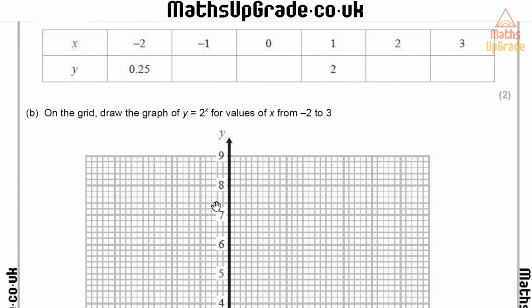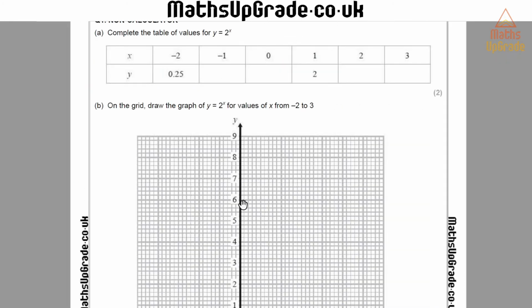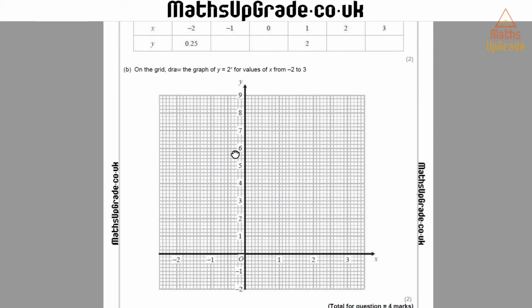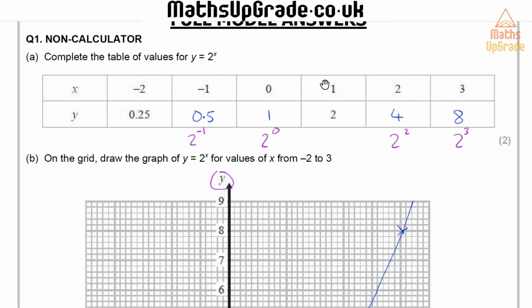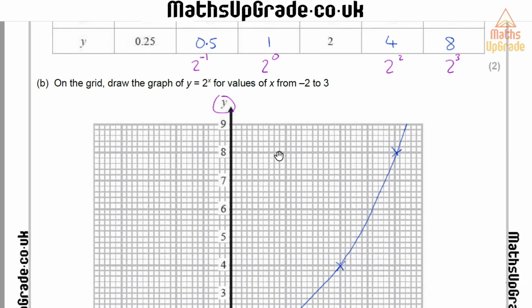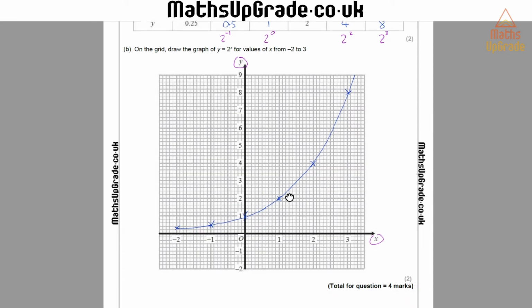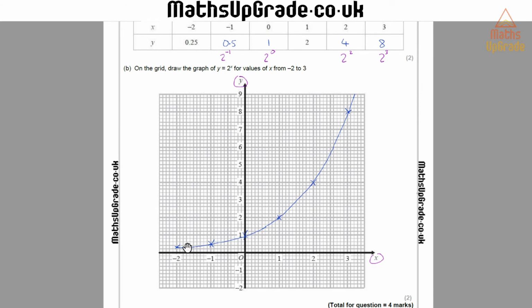The next part of the question, I've got to draw the graph of y equals 2 to the x for the values of x from negative 2 to 3. So all I do now is plot the values that I had in this table onto this grid, remembering to go across for x and up the y-axis for y. Plot them as neatly as you can, using a sharp pencil for each point, and then join up with a nice smooth curve from edge to edge on the grid. And that is what you'd get there for 4 marks.